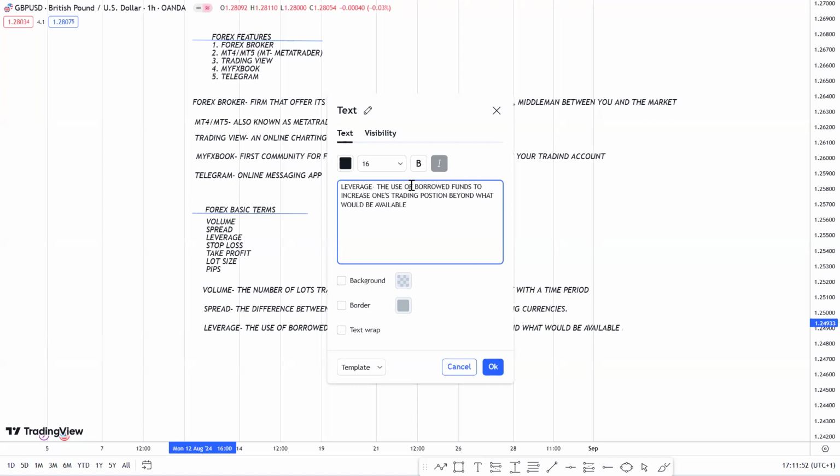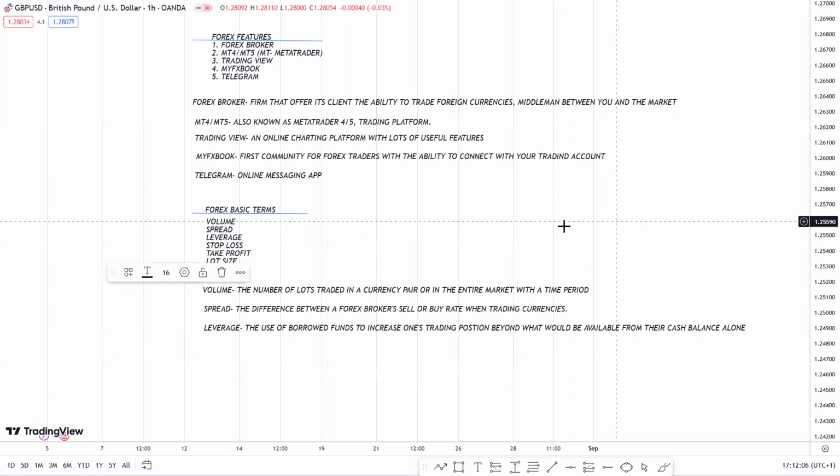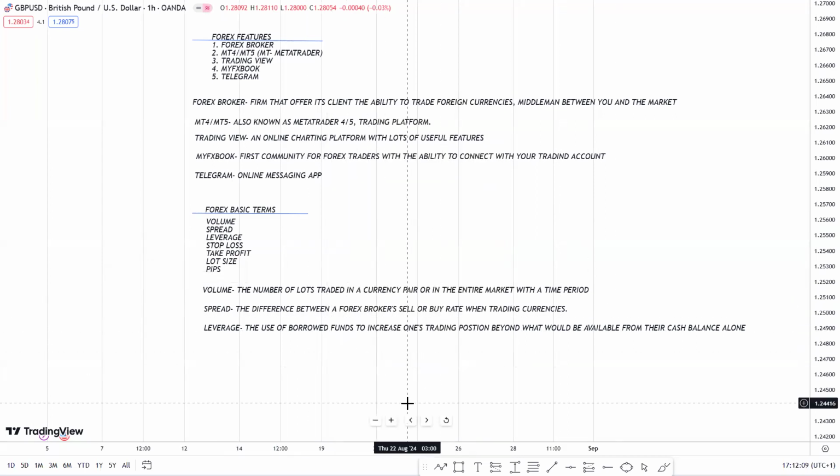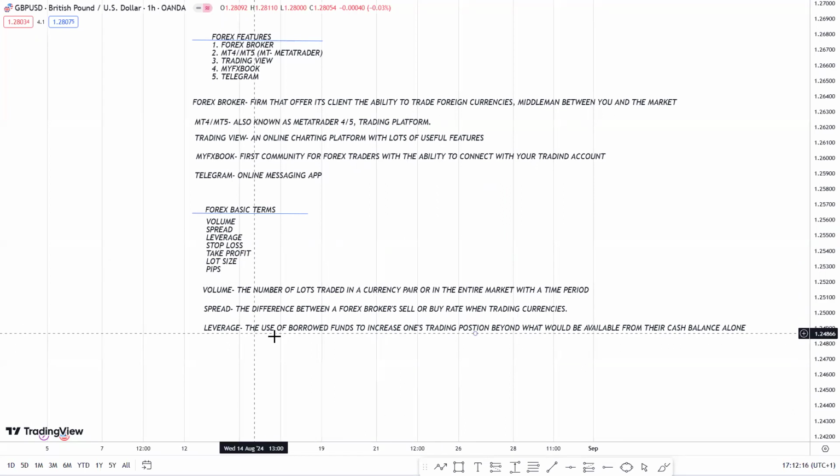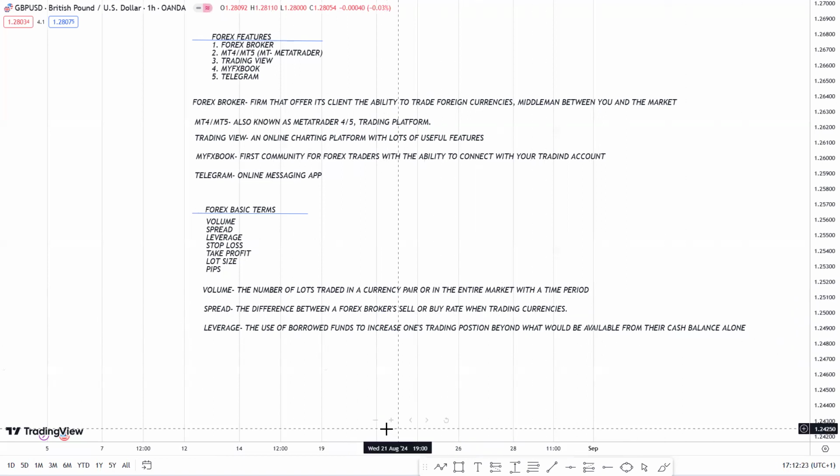There are sometimes where a trader may have a $10 trading account, and you'll be able to place a trade that is more than your account size. Why? Because they borrow you the funds, they give you leverage in the market. So, like you said, the leverage is the use of borrowed funds to increase one's trading position beyond what would be available from their trading balance alone. Yes. And forex traders often use leverage to profit.